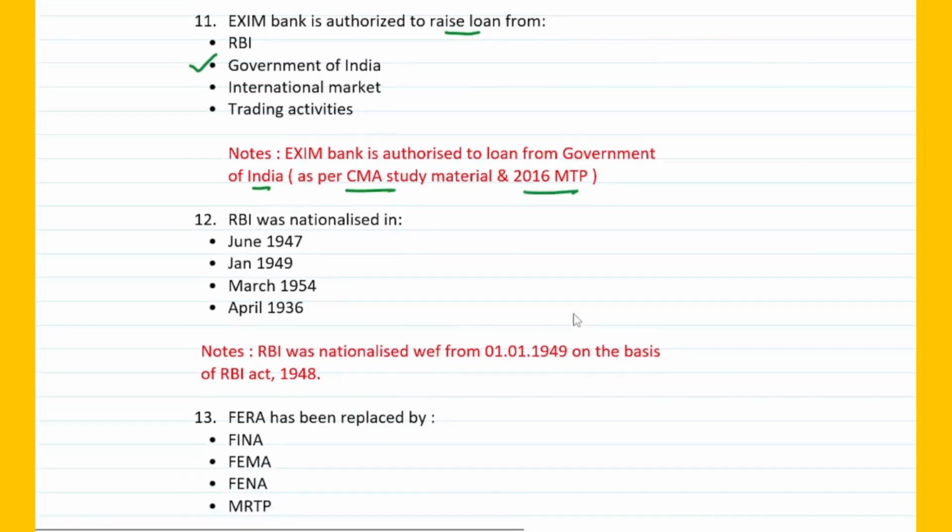Okay. Then it says RBI was nationalized in. RBI was basically nationalized from 1/1/1949 on the basis of RBI Act 1948. The correct answer is option number 2, that is January 1949, although in your book the correct answer is given as April 1936. So please make a change. The correct answer should be January 1949, right?